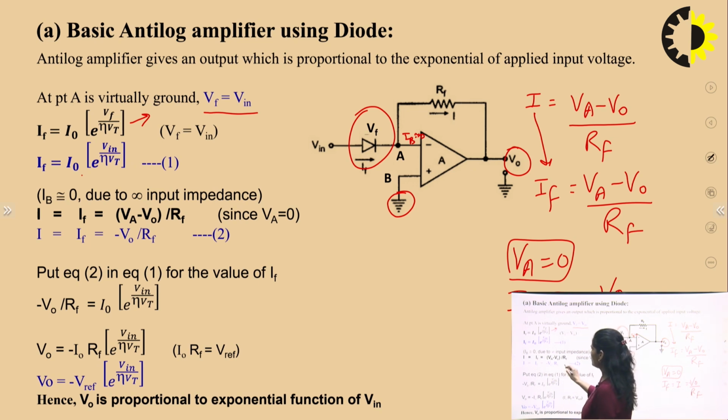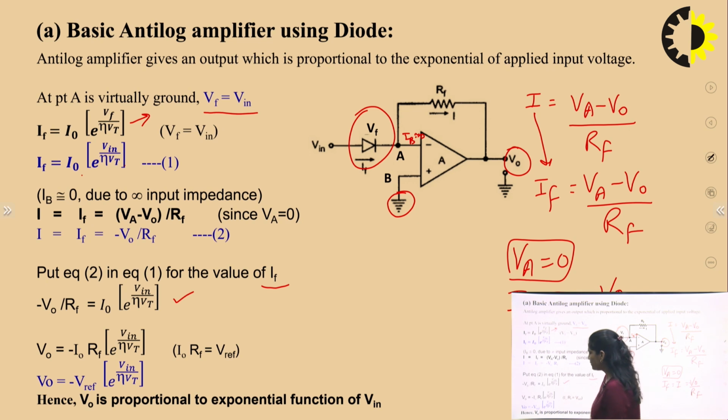Now put this in equation 1, and you will get the value of IF. In equation 1, IF is equal to I naught e to the power V in upon eta Vt, and IF is equal to minus V naught upon RF. So we can equate these two equations for the value of IF: minus V naught upon RF is equal to I naught e to the power V in upon eta Vt.